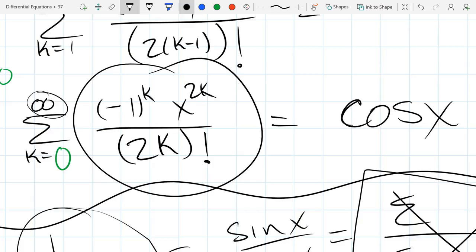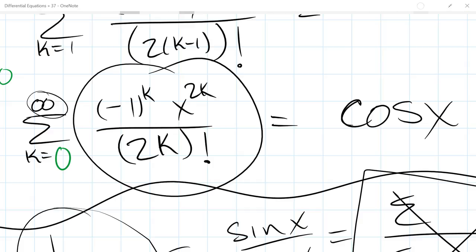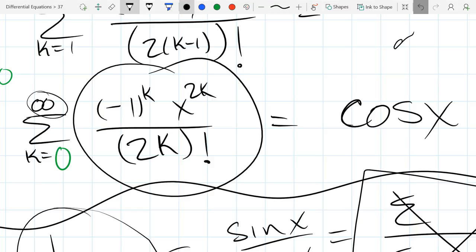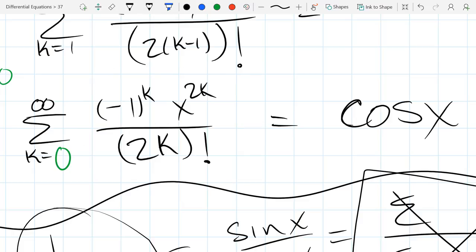So that's not possible. Even if you write it out, that's okay, but you're never going to be able to compute an infinite number of terms added together. So Taylor's theorem tells us how close of an approximation we have. That's what Taylor's theorem tells us.